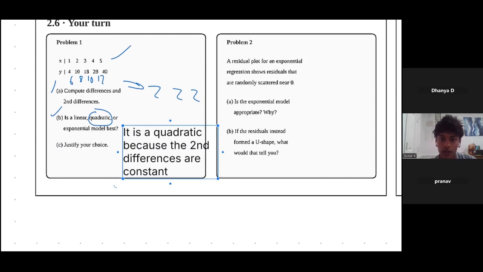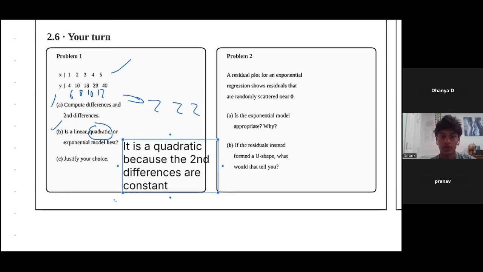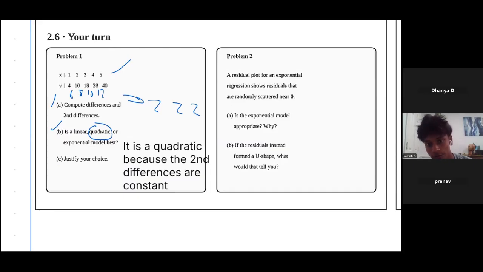Okay. A residual plot for an exponential regression shows residuals randomly scattered near zero. Okay, things I'm noticing right away. Randomly scattered, that's good. That means it's a best fit. And we always want a function where the residuals are as close to zero as possible, because that means the predicted model is pretty close to the actual points, right? So, okay, this looks like a proper model, and then it asks us, is the exponential model appropriate? And we can say yes. And that is because, I'm going to underline, it's randomly scattered and near zero. Those are two indicators of an appropriate model.